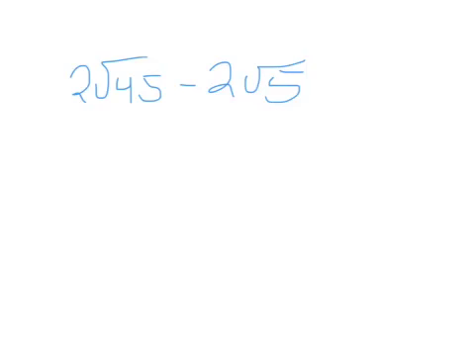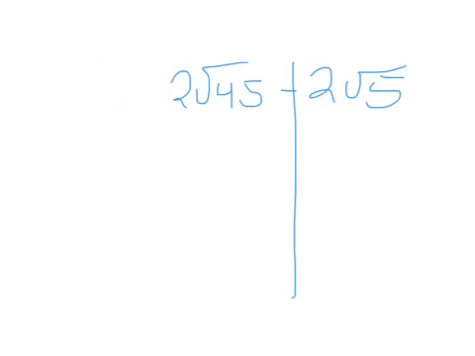So I'm going to go ahead and cut my equation in half, straight down the middle. I'm going to simplify each side if needed to. 45 needs to be simplified, so I go ahead and make my factor tree. Two numbers that go into 45 are 9 and 5.